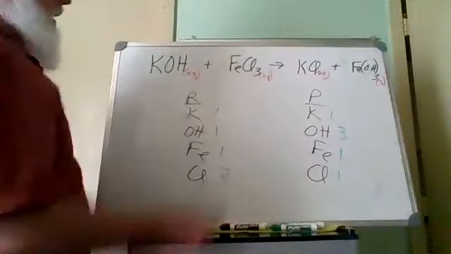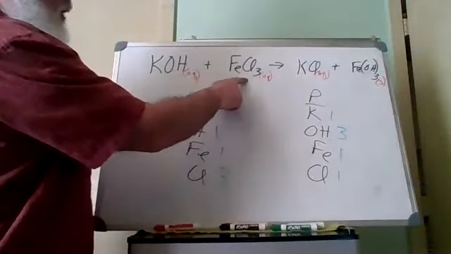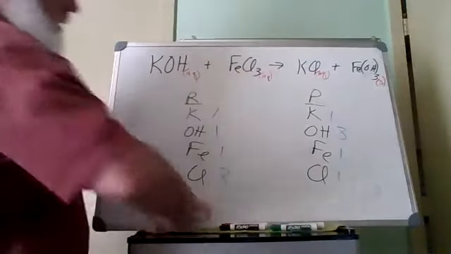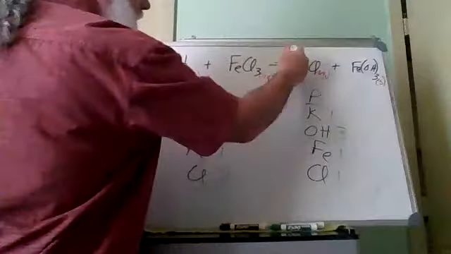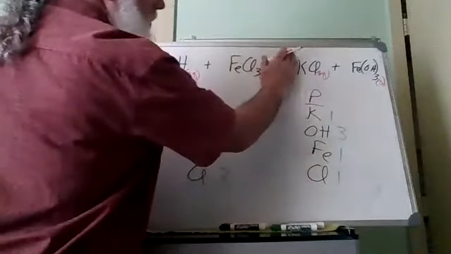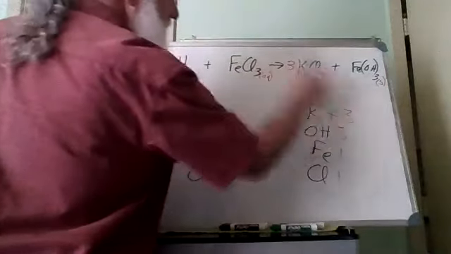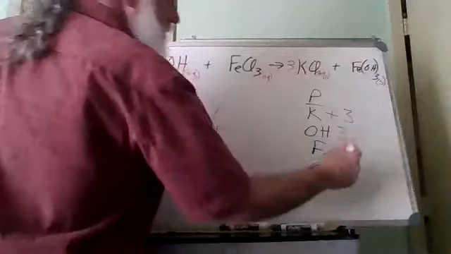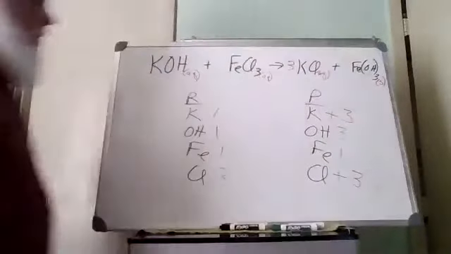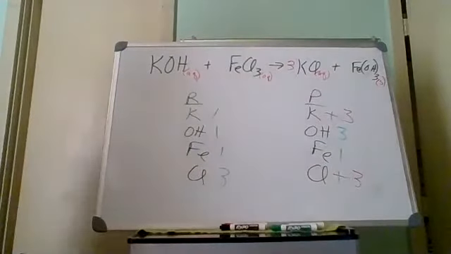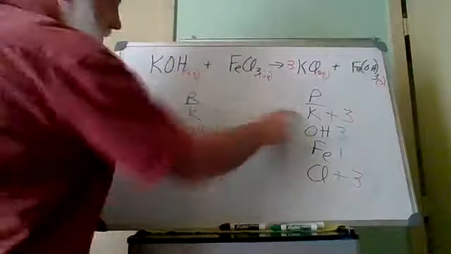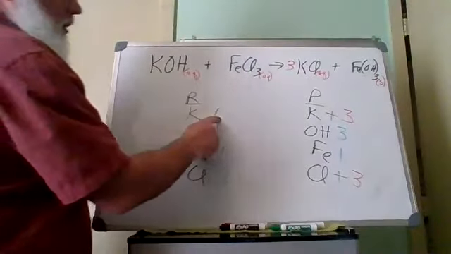Well, let's see. Here I see 3 chlorines. Over here I just see 1. So I'm going to put a 3 here to balance the chlorines. 1 potassium times 3 is 3 potassiums. 1 chlorine times 3 is 3 chlorines. Okay, so the chlorines are balanced now. Now we screwed up the potassiums. They were balanced before, but they aren't now.